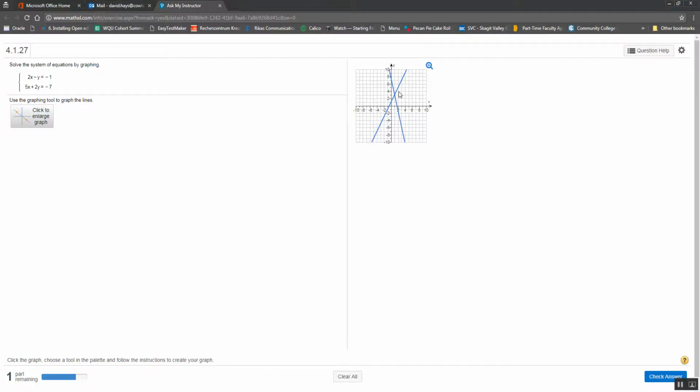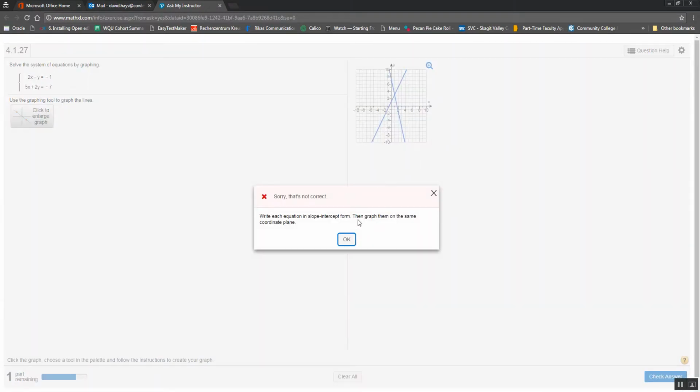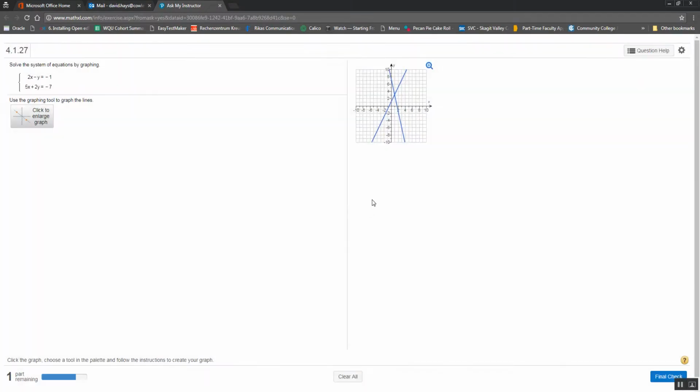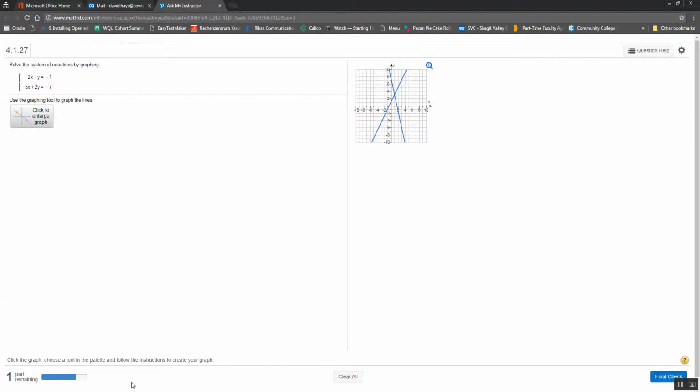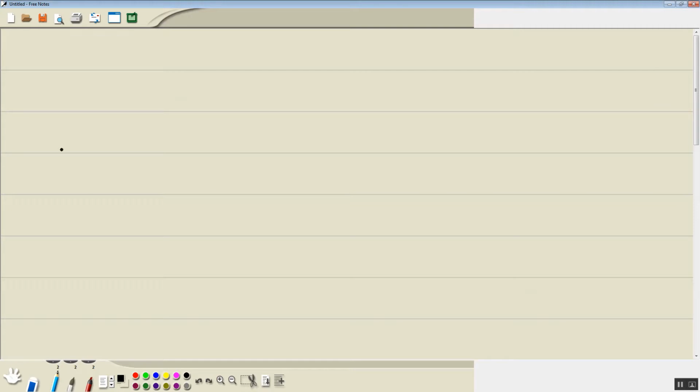Okay, it looks like this is what you sent, so it looks like you already got a graph. So if I click check answer in the lower right hand corner, okay, well let's take a look at that for a second. Okay, we got 2x minus y is equal to -1. And then we got 5x plus 2y is equal to -7.